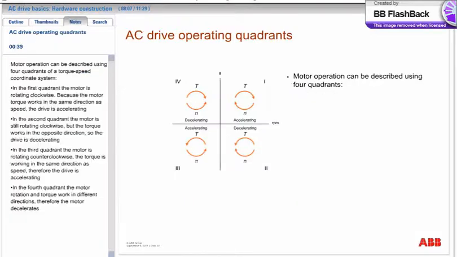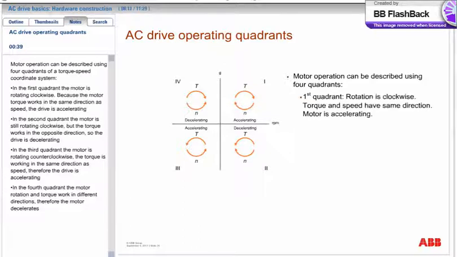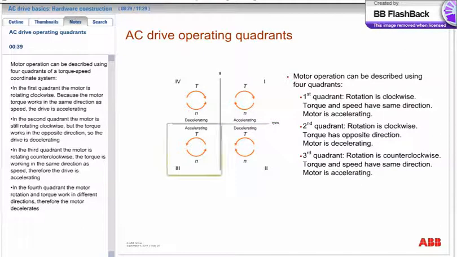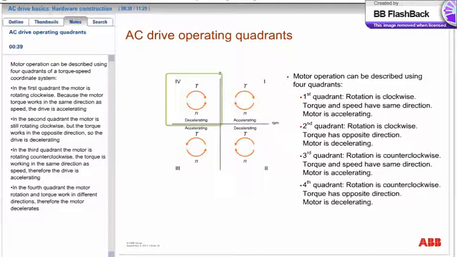Motor operation can be described using 4 quadrants of a torque-speed coordinate system. In the first quadrant, the motor is rotating clockwise. Because the motor torque works in the same direction as speed, the drive is accelerating. In the second quadrant, the motor is still rotating clockwise, but the torque works in the opposite direction, so the drive is decelerating. In the third quadrant, the motor is rotating counterclockwise. The torque is working in the same direction as speed, therefore the drive is accelerating. In the fourth quadrant, the motor rotation and torque work in different directions, therefore the motor decelerates.